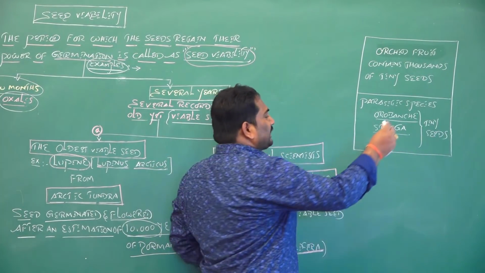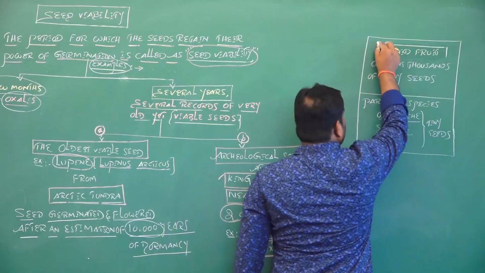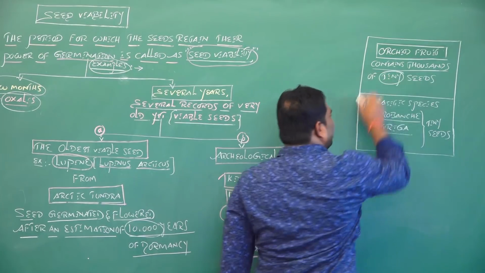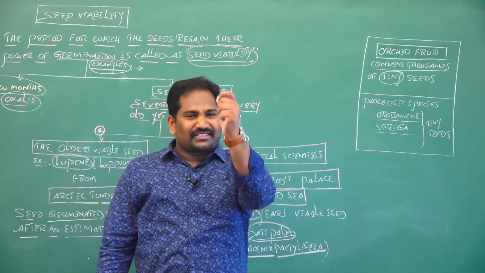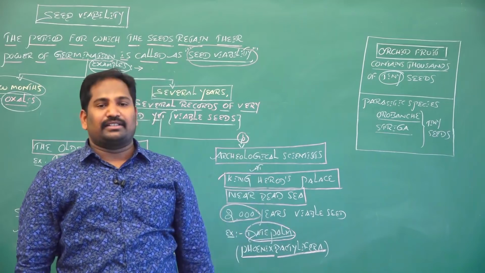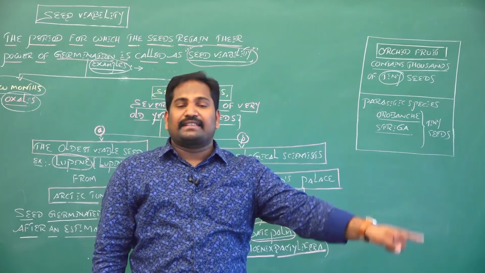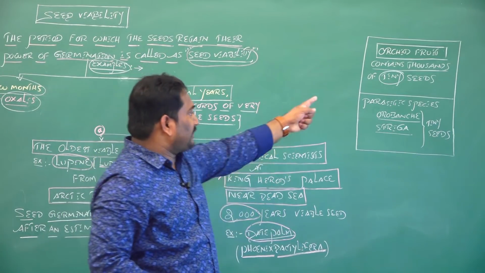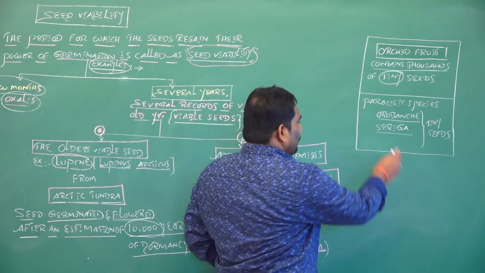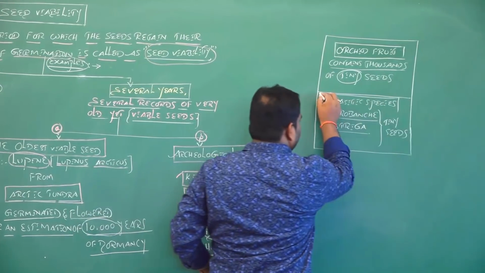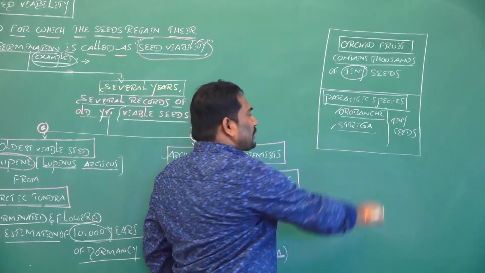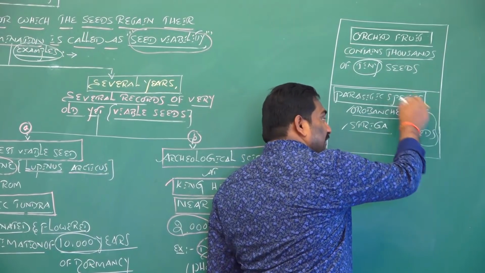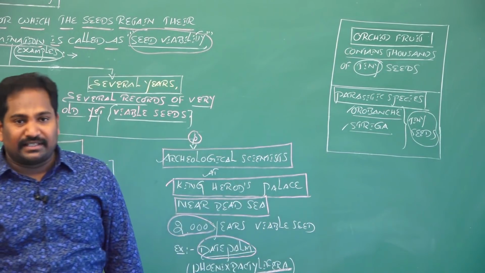For example, the orchid fruit. Orchid fruits have thousands of very tiny seeds. The smallest seeds are seen in one of the plant families, Orchidaceae, for example orchid. The orchid fruit has many tiny or microscopic seeds. Some parasitic plants such as Orobanche and Striga also have the smallest, tiny seeds.